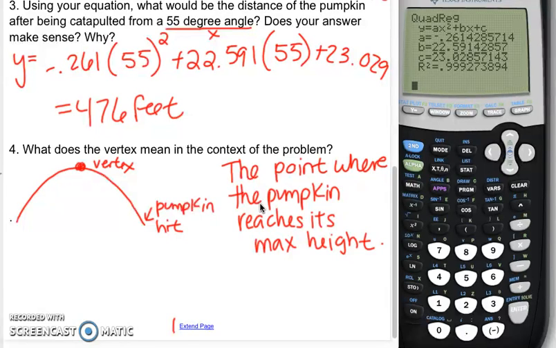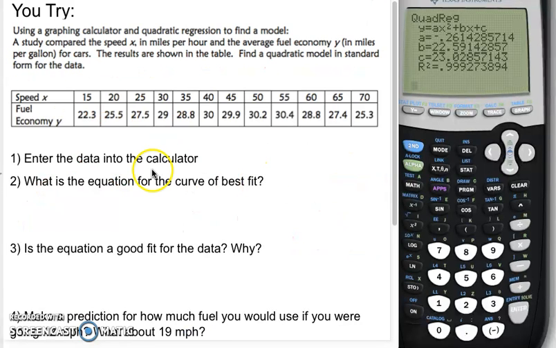So we're going to be now talking about a study comparing the speed in miles per hour and the average fuel economy. So how many miles you get per gallon. Okay, so I want you to try this one on your own. Press pause and then try as many questions as you can, and then we will go over them. So first type in the data into the calculator, and then remember stat, edit, stat, calc. So press pause.